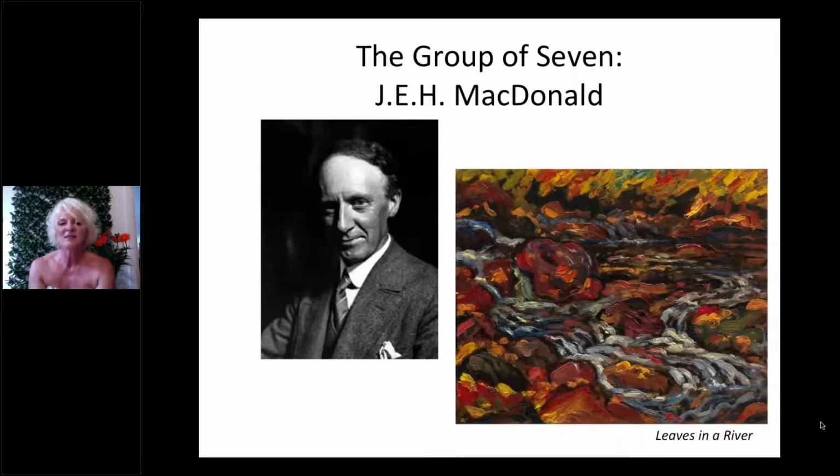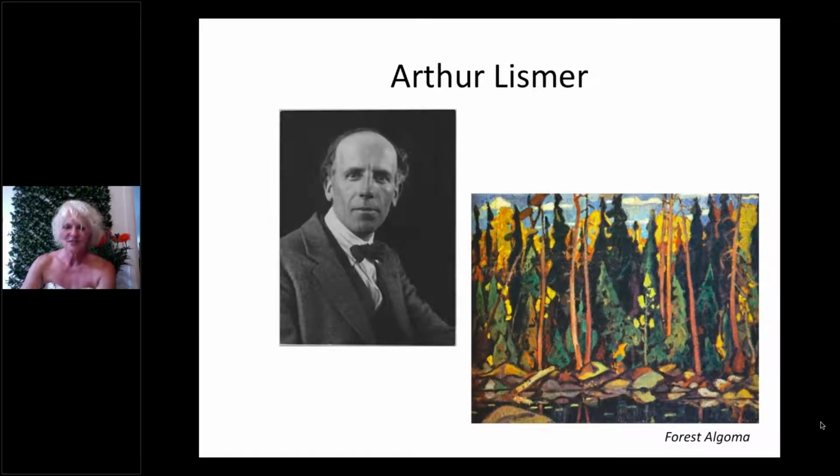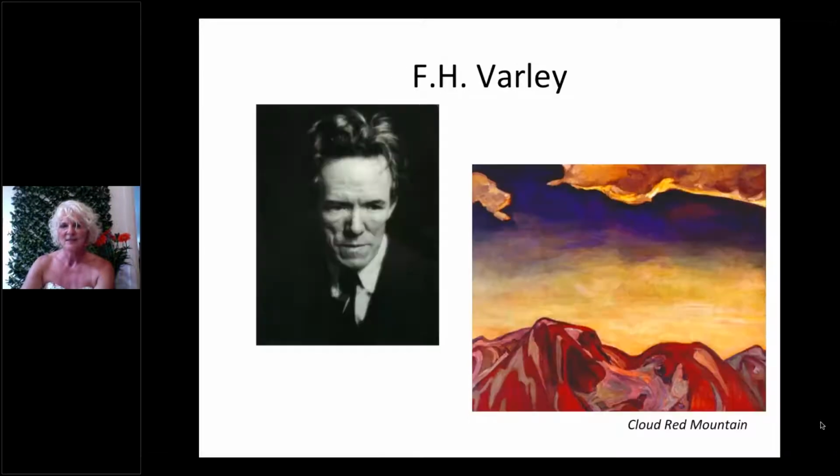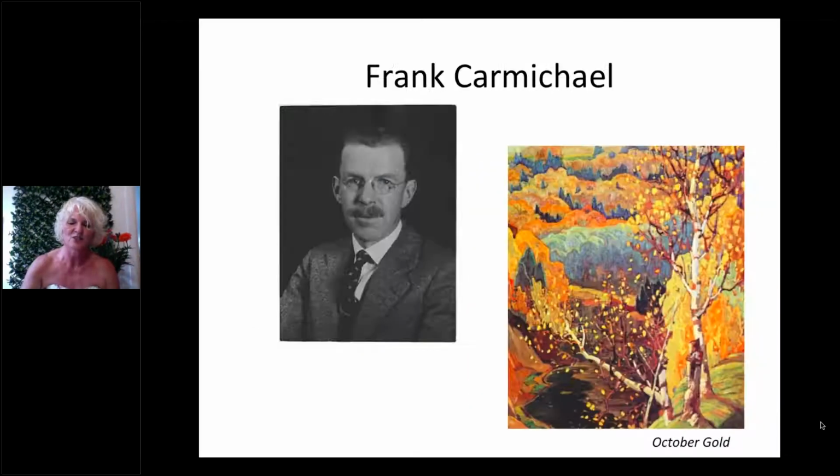The Group of Seven consists of J.E.H. MacDonald. There's Arthur Lismer. We saw him in the boat a minute ago in his beautiful forest. Varley, who would push forward the kind of abstraction that we see in Thomson's work, in this work called Cloud Red. Sorry, I can't see the word underneath it. I apologize. It's Cloud Red Mountain. But again, see the consistency. We see the palette, but we also see the move towards abstraction.